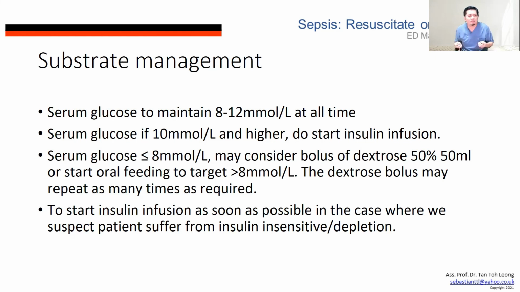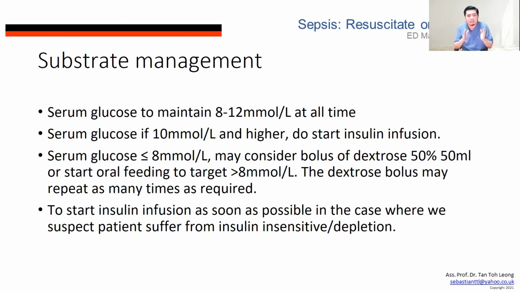The dextrose boluses may be repeated as many times as you need, but this is more for the hypotensive patient. For the patient with no hypotension, usually I will give D10 to maintain it. And then we need to start the insulin infusion as soon as possible in cases where we suspect the patient suffers insulin insensitivity, especially an obese patient, a patient with metabolic syndrome, or liver failure.